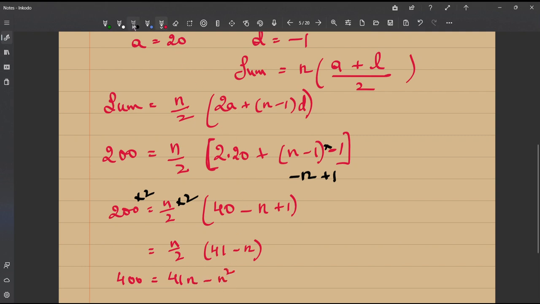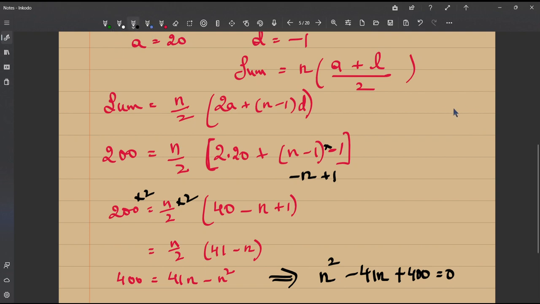Now we can recognize this as a quadratic equation in n. So it can be rewritten, by shifting all the terms to the left hand side, as n squared minus 41n plus 400 is equal to 0. Right? Now we'll have to solve for n. So we'll have to split the middle term in such a way that when you multiply the two coefficients, you should get plus 400, and when you add, you should get minus 41. So instead of finding the factors directly, let me try this method, because 400 being a huge number and 41 is also not a very small number.